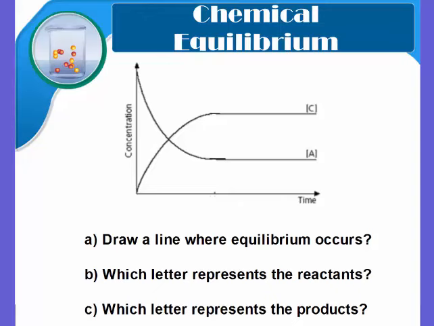On this graph, go ahead and figure out which letter represents the reactants, which letter represents the products, and where equilibrium occurs. Go ahead and pause the video and determine that on your own. Restart when you think you have an answer.